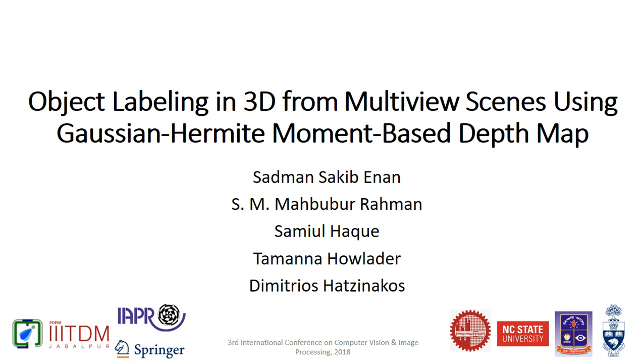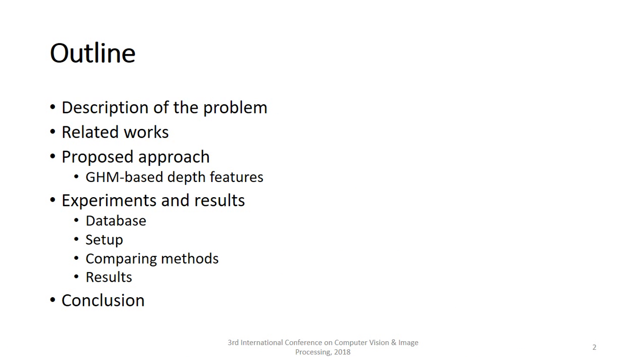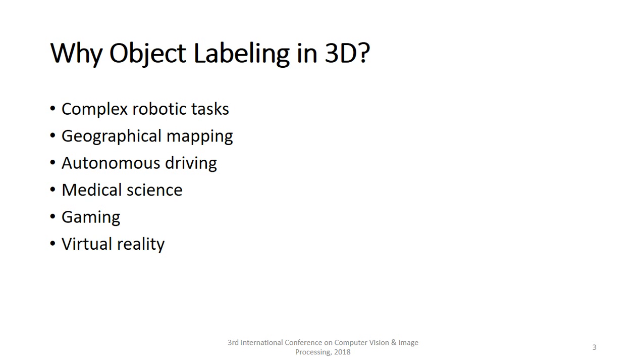The title of our work is Object Leveling in 3D from Multiview Scenes using Gaussian-Hermite moment-based depth map. So here is the outline of my presentation. First I'm going to describe the problem, then I will go through some of the related works. Then I will introduce you to our proposed approach. Then I will discuss the experiments, the database setup, comparing methods, results, and finally I will conclude stating some of the future scopes of this work.